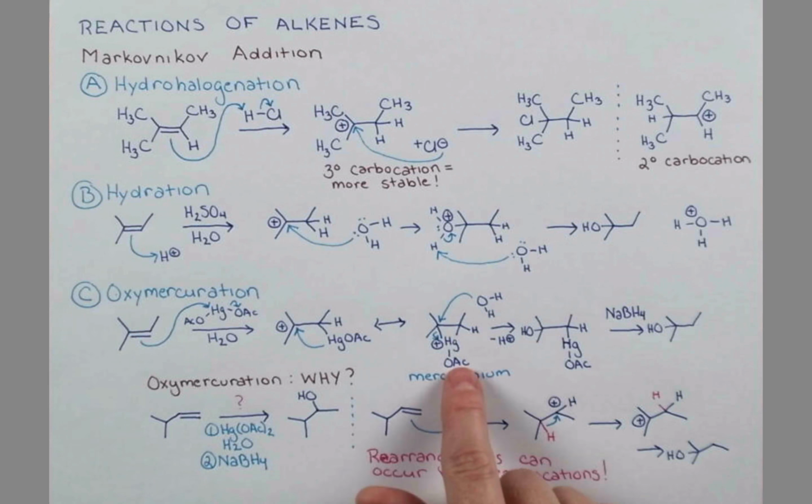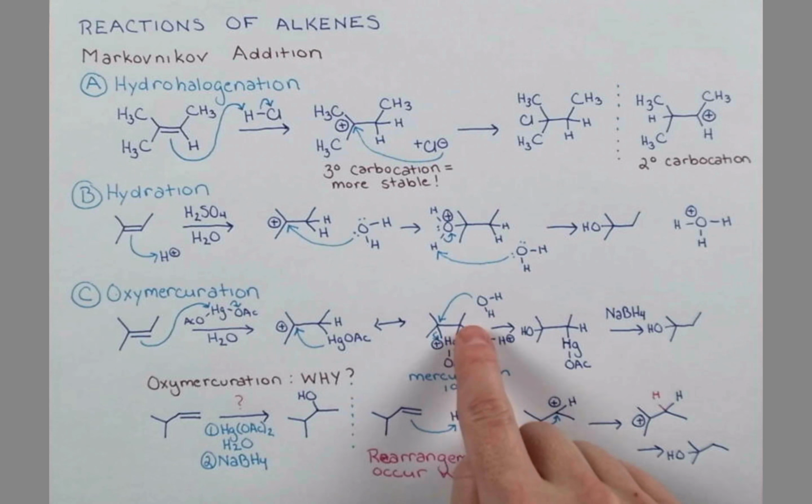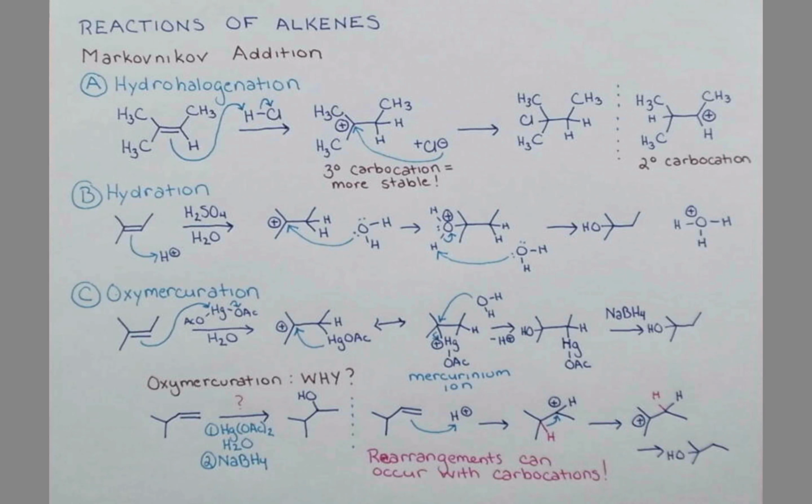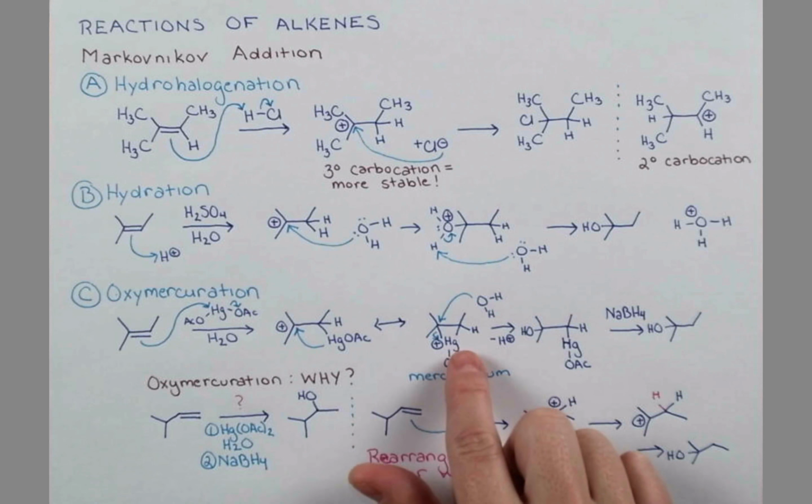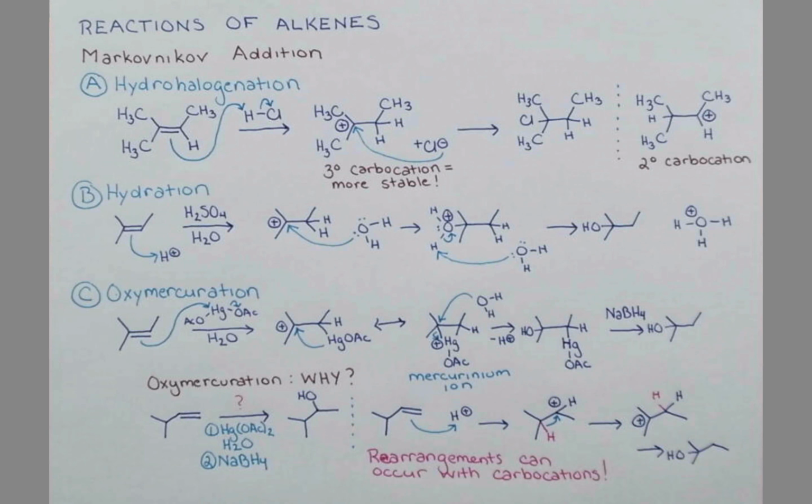This is kind of a weird intermediate, this 3-membered intermediate, but this is part 1 of a multi-part video series on alkenes, and we're going to see that these bridging cationic intermediates are very important in alkene additions.